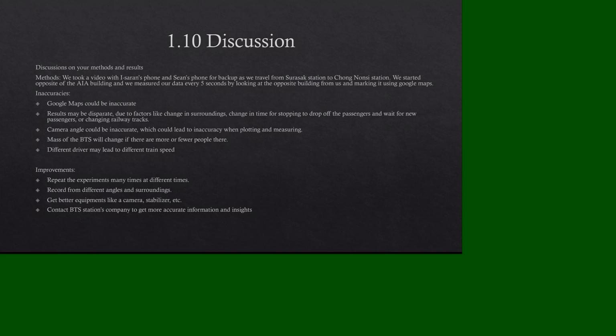1.10 Discussion. Our method is feasible for backup as we travel from a station to Chauncey station. We start opposite of the building and we measure our distance by looking at the building opposite us, then processing it with Google Maps. Accuracy. Google Maps results may be inaccurate due to factors like changes in surroundings, changing time for stopping to drop off passengers and wait for new passengers, or changing railway tracks.